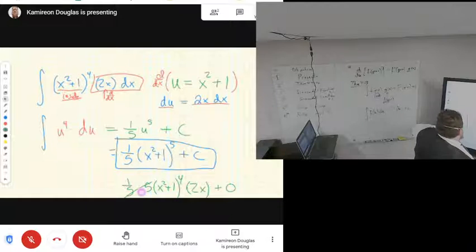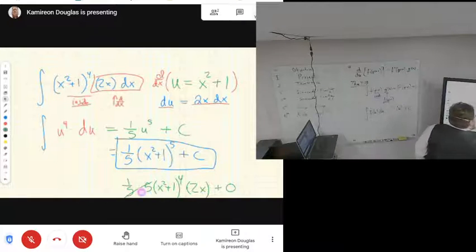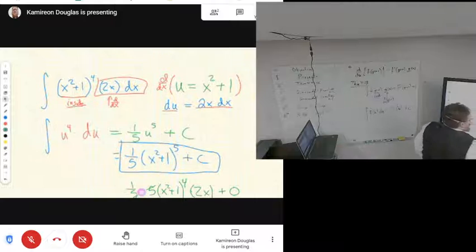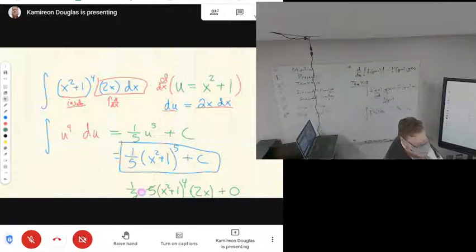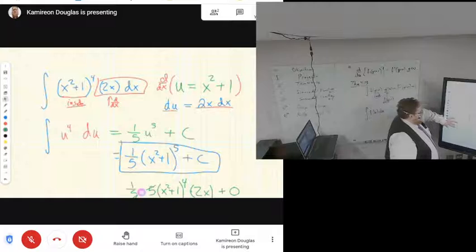Again, the key thing you want to look for: an interior function with an exterior piece that is the derivative of that function. That's a clear indication you're going to use this step, this process.